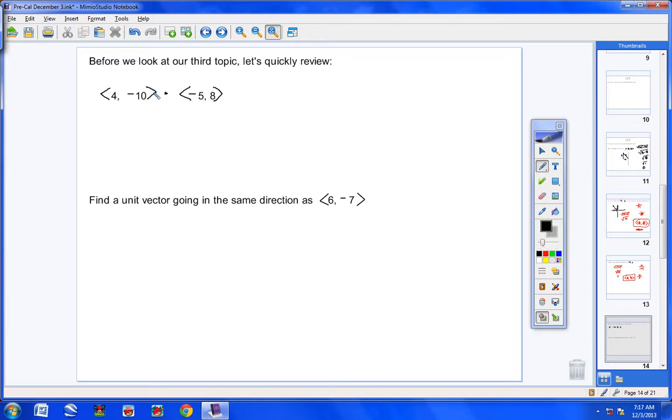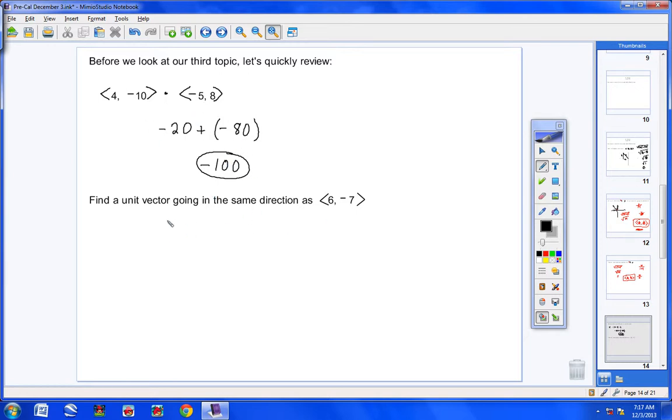Earlier this class period, we learned how to find the dot product of two vectors. So we're multiplying two vectors together, and I taught you to take the first number times the first number. That would give you negative 20. Take the second number times the second number. That would give you negative 80. Then we add those two numbers together. Negative 20 plus negative 80 would give you negative 100. So there you go. You just found the dot product of two vectors.